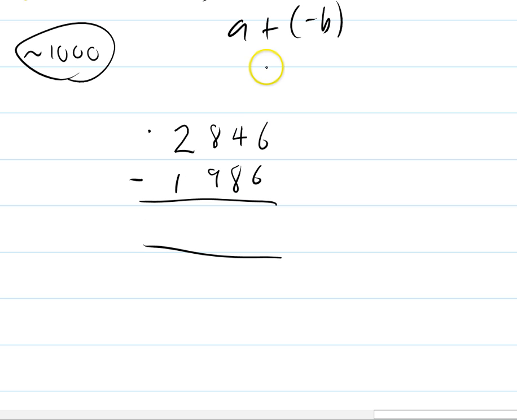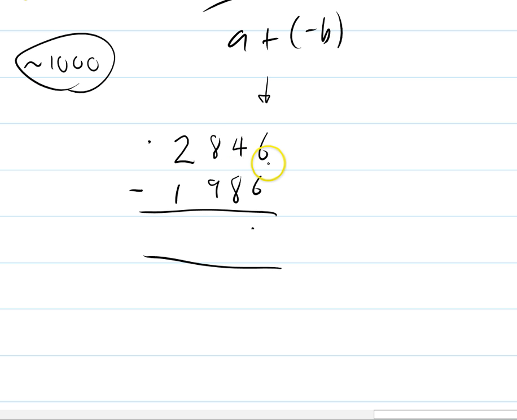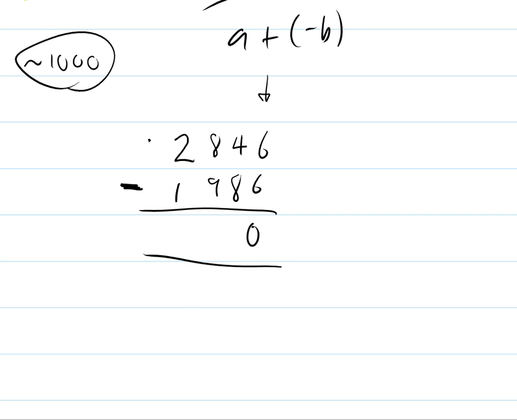Okay, so again, we start at the left-hand side. 6 and 6 is 12. Oh no, that's addition. We're doing subtraction. It says it there. 6 take away 6 is 0. 4 take away 8, you can't do it. So the way I've been taught, which kind of works, is to borrow 1 from there and make that 14.